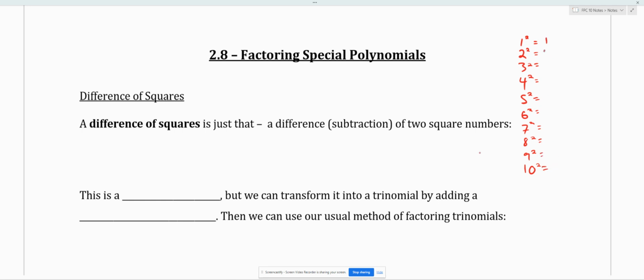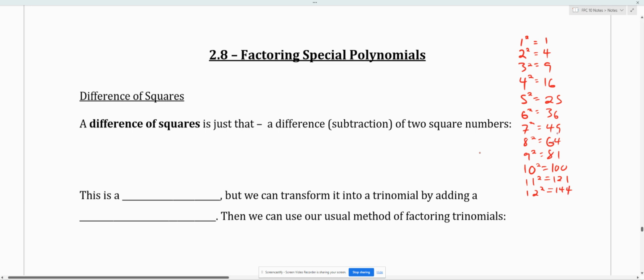So 1 squared's 1, 2 squared's 4, 3 squared's 9, 4 squared's 16, 5 squared's 25, 6 squared's 36, 7 squared's 49, 8 squared's 64, 9 squared's 81, 10 squared's 100. And hey, let's just throw 11 squared in there, which is 121, and 12 squared is 144. Those should all stand out as very special perfect squares, or PS for short.